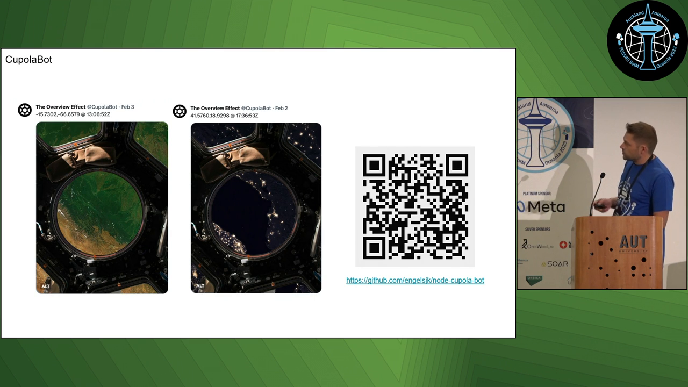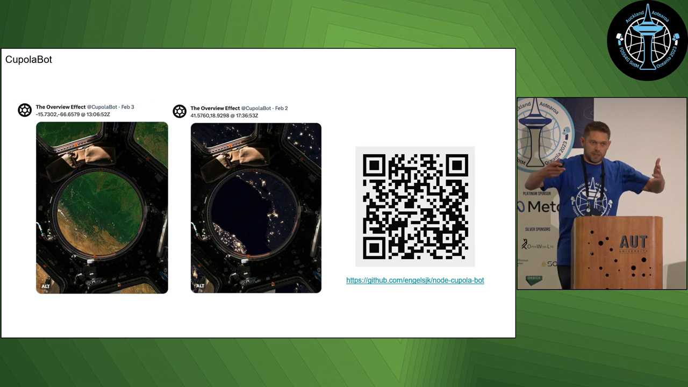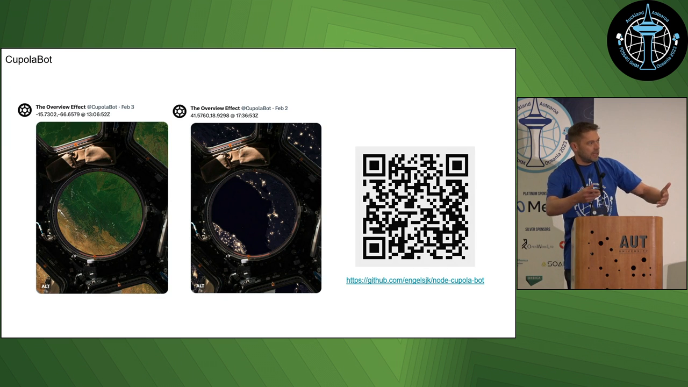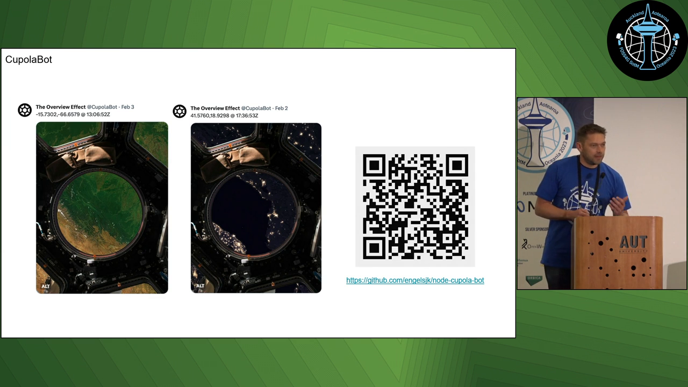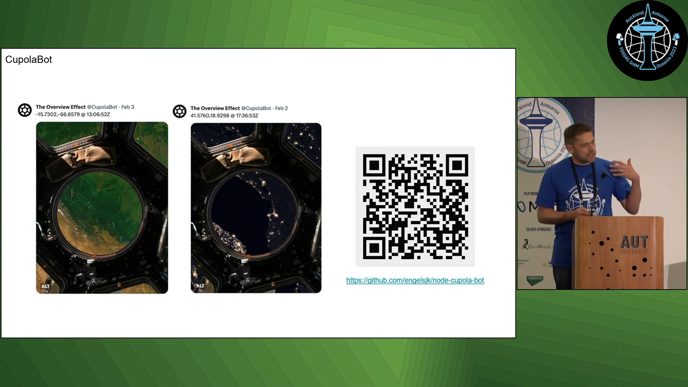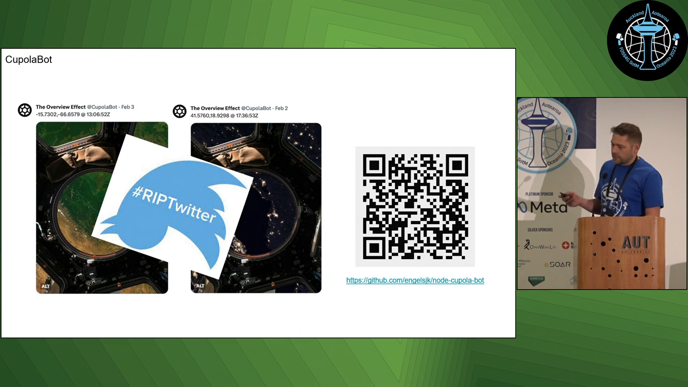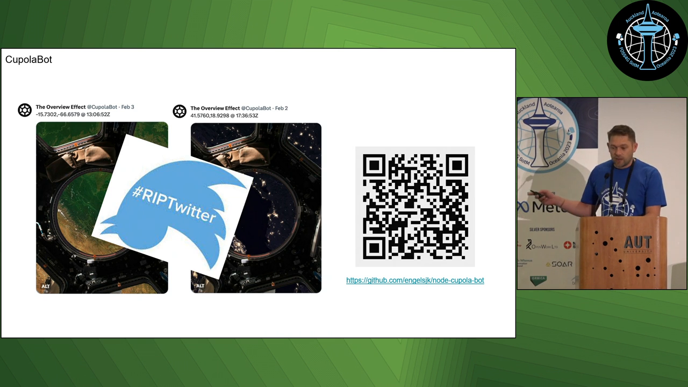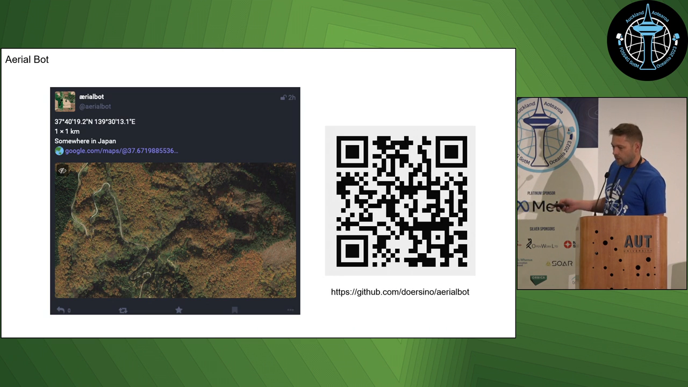There's another really cool one. This is the first bot I started following on Twitter. It's called CopulaBot, after the Cupola piece of the International Space Station. Every 90 minutes, I think, it produces an image from Sentinel satellite imagery. So it's not real imagery from the actual ISS, unfortunately, but it simulates what you would be seeing if you were floating in space at that point in time. Unfortunately, Twitter no longer exists, so it's not live anymore, but there is a GitHub that has all the code on it, so you can recreate it if you want to.